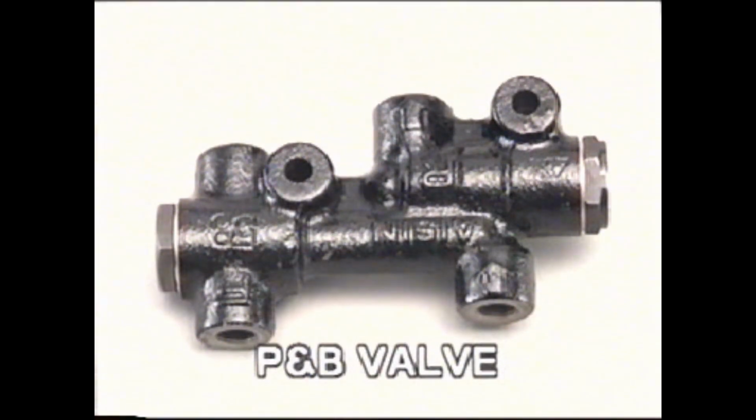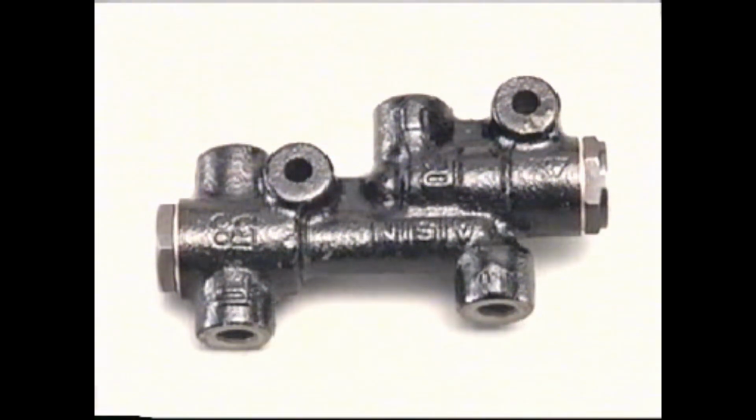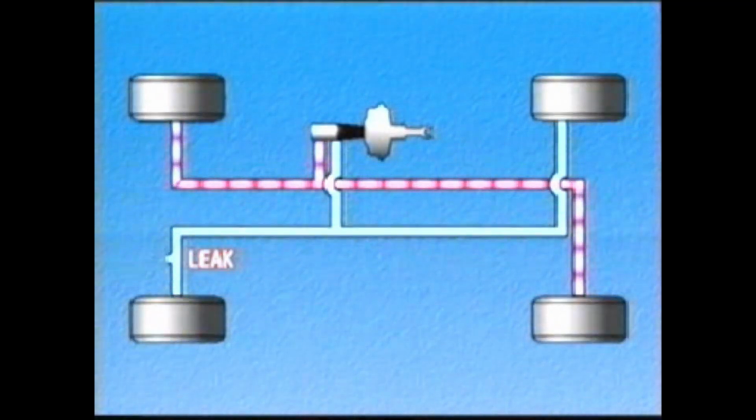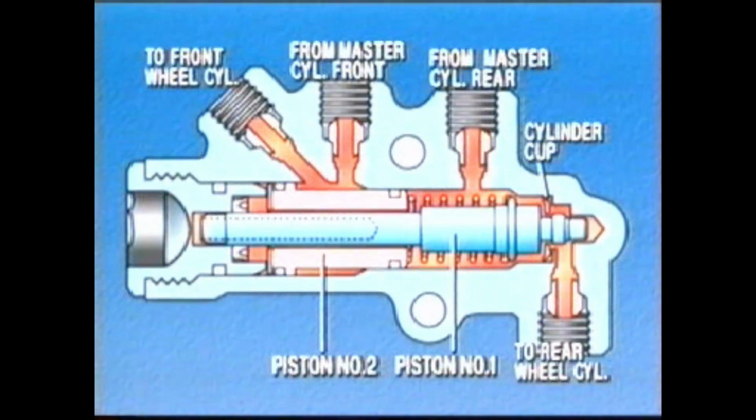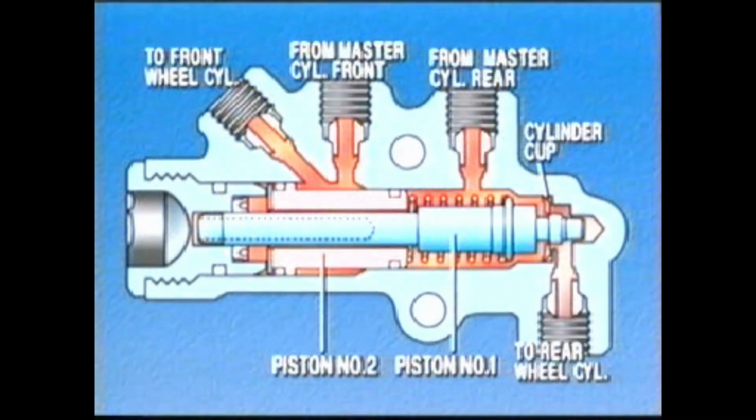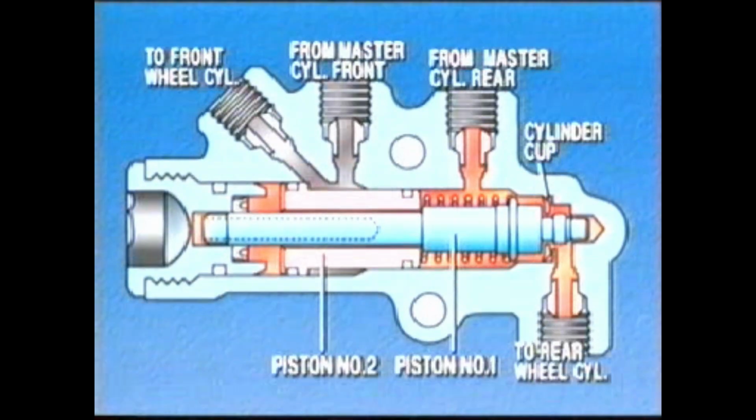The P and B valve is designed to deactivate the P-valve under such circumstances. If a fluid leak occurs in the front brake circuit, the hydraulic pressure from the master cylinder cannot be transmitted. The force pushing the number 2 piston is lost. As the force pushing number 2 piston from the left side is stronger, it will always be pushed to the right. Accordingly, the hydraulic pressure can transmit the strong braking force directly to the rear wheel cylinder without the operation of the P valve.